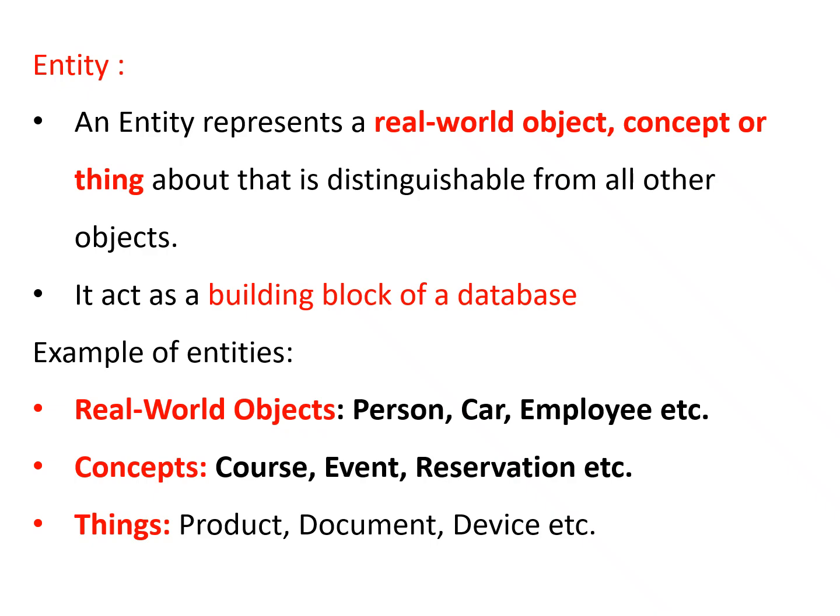First, the definition of entity. An entity represents a real world object, or we can say it's a thing or object that is distinguishable from all other objects. It acts as a building block of a database. Every object is considered an entity, for example, person, card, employee, board. For example, course, event, reservation are applications where we use entities, and for things, we can use product, document, or device.